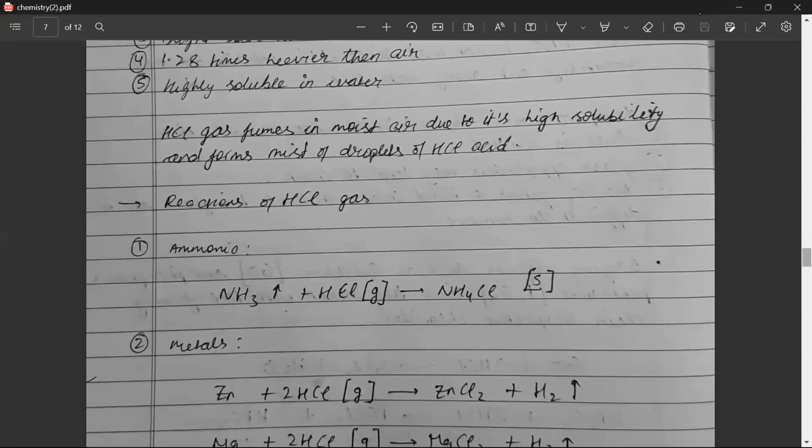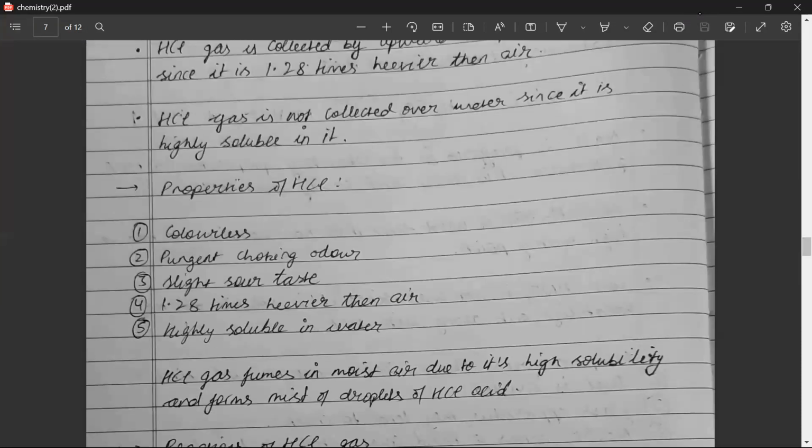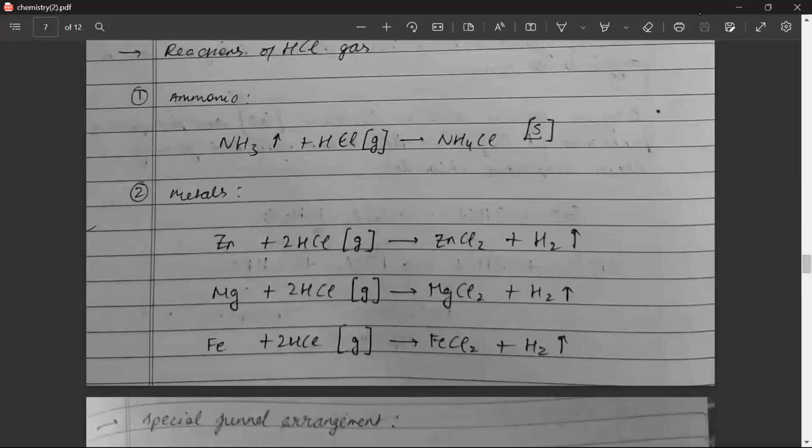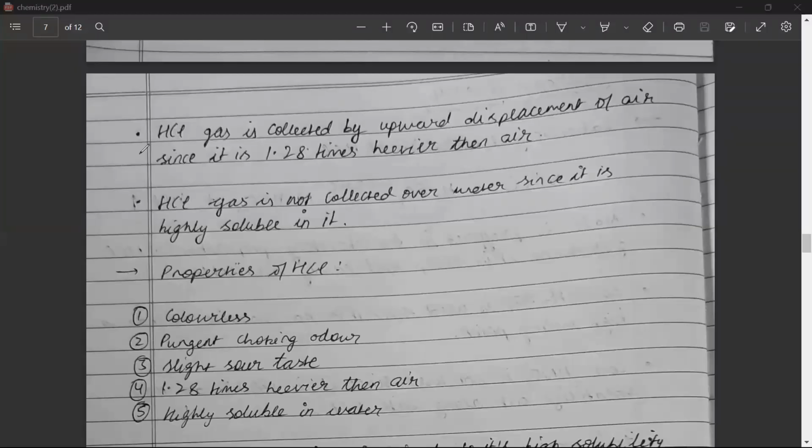Now HCl gas is collected by upward displacement of air since it is 1.28 times heavier than air. The usual question that is asked in exams is why is HCl gas collected by upward displacement of air, or there are two types of questions that are asked. One is that which I've mentioned right now, and the other is why is HCl gas not collected over water. Since it is highly soluble in it.